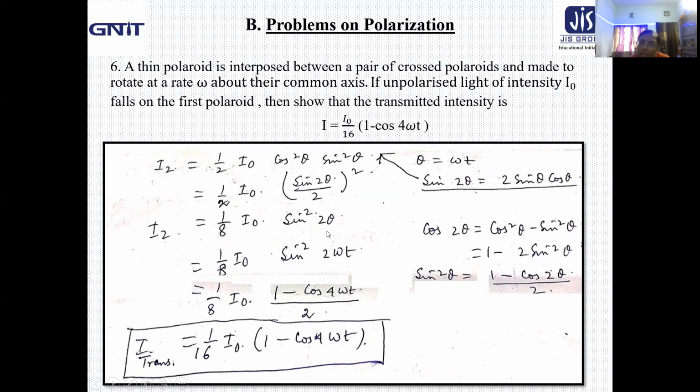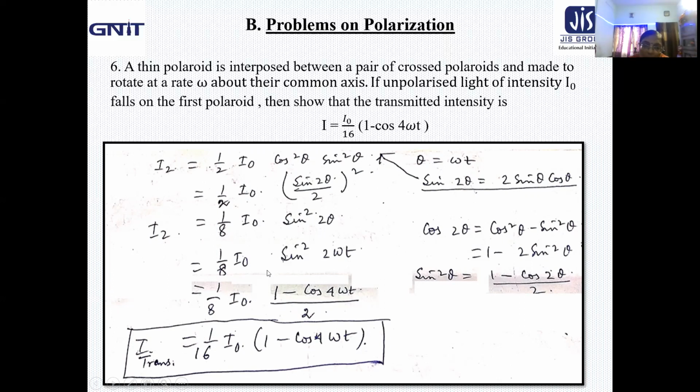Now cos 2 theta equal to cos square theta minus sine square theta. So from there we can get sine square theta equal to 1 minus cos 2 theta by 2. So here sine square 2 theta, actually 2 omega t. How to write it? 1 minus cos 2 theta. In place of theta, it is 2 theta. In place of 2 theta, it will be 2 into 2 theta. That means 4 theta, means 4 omega t.